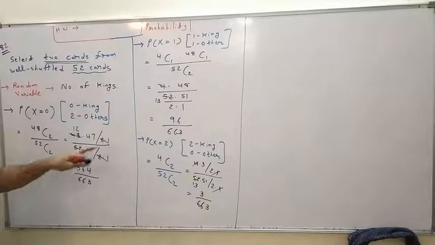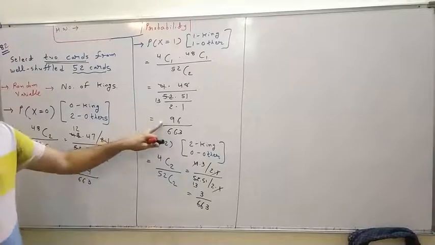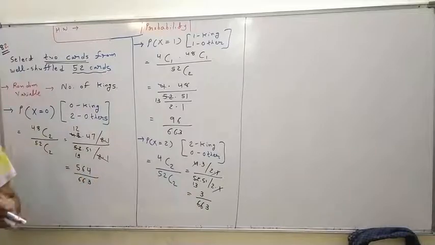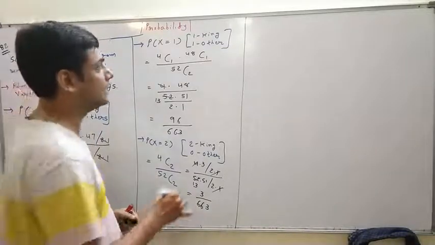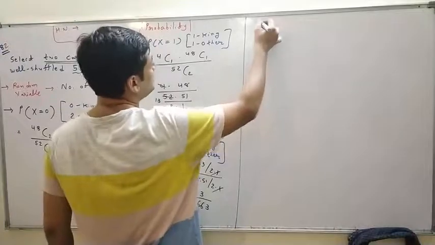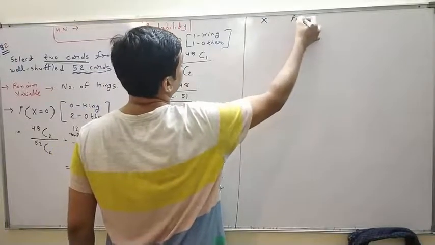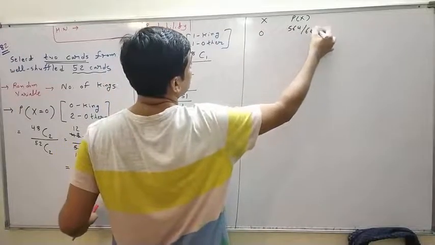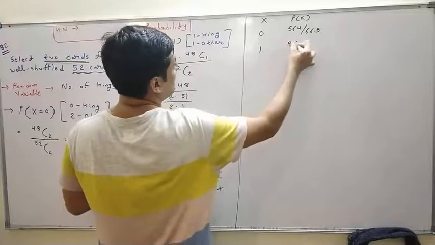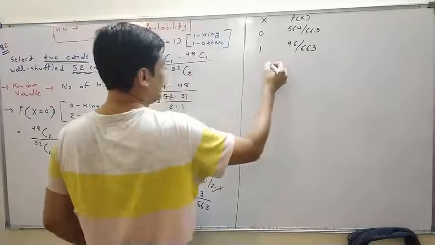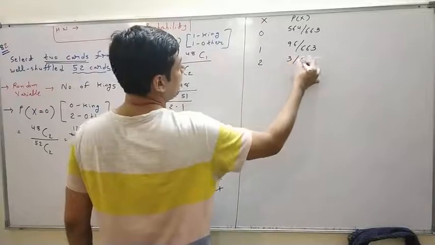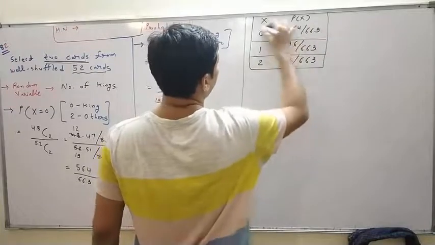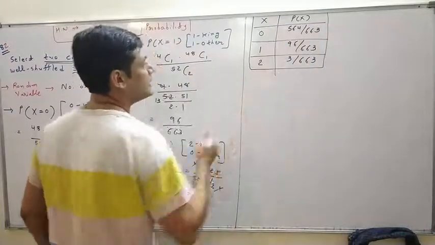Now check 564 plus 96. 564 plus 96 that is 660. 660 plus 3 is 663. 663 by 663 means what? Means our probability distribution is correct. So now make a table of probability distribution. 0 kings, probability is 564 upon 663. 1 king, probability is 96 upon 663. And 2 kings, probability is 3 upon 663. That is your probability distribution.